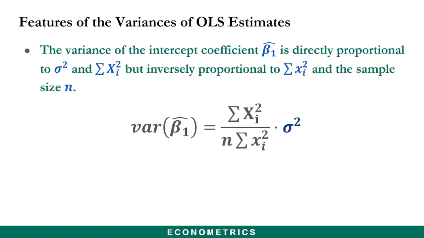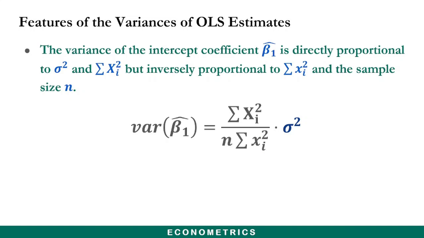The second feature is that the variance of the intercept coefficient beta 1 hat is directly proportional to the true variance and the sum of the squared values of x, but inversely proportional to the sum of the squared deviations of x and the sample size.